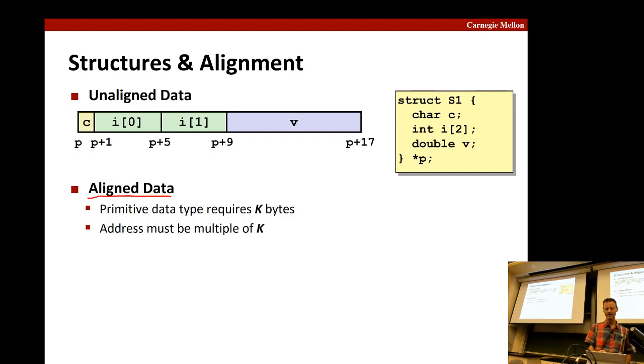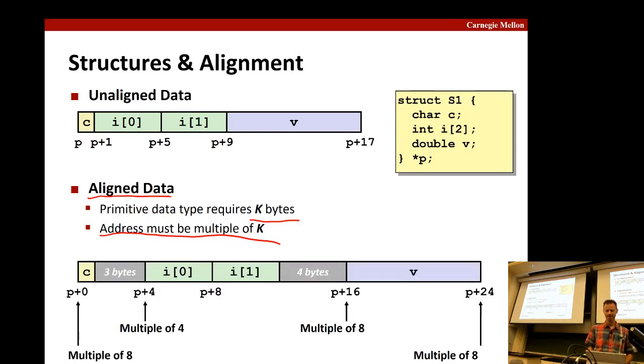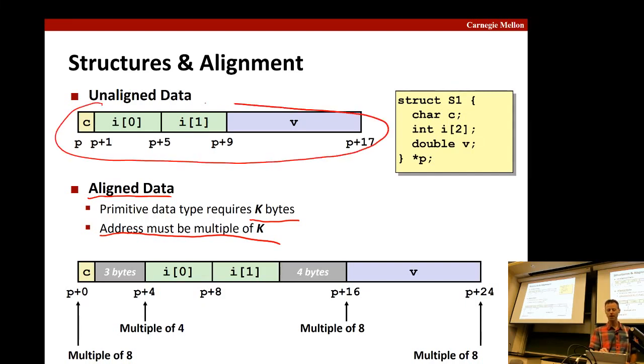So in aligned data, if you have a primitive data type that requires k bytes, then the address in which it sits must be a multiple of k. So here's an example. This is what it would look like if it was unaligned, if you just plopped them all down. That would be illegal assembly code, right? The proper assembly code looks like this.